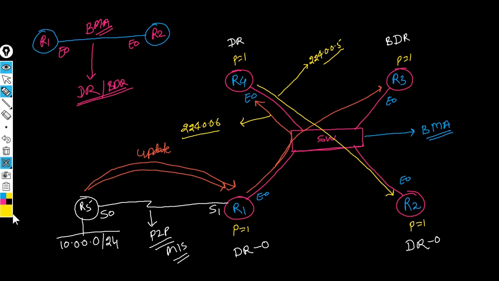Now let's talk a little more here. For example, what if your DR goes down? If the DR fails, your BDR will become the next DR. And now the election will take place between these two routers, and this will become the next DR.